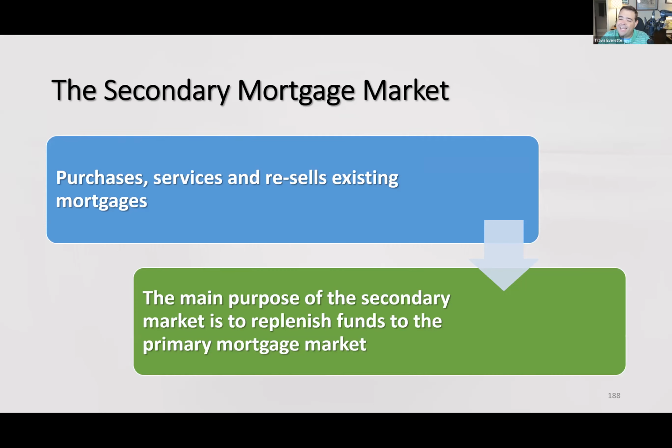SunTrust cannot change the note. Whatever the note says when you took out the loan with Bank of America is what the loan still says when the note's been turned over to SunTrust. So if your payments were $1,500 a month before, guess what? They will stay the same. They're still $1,500. If you had 12 years left on your loan before, guess what?